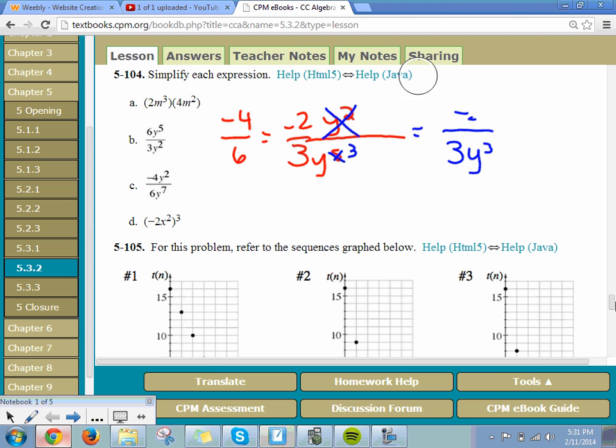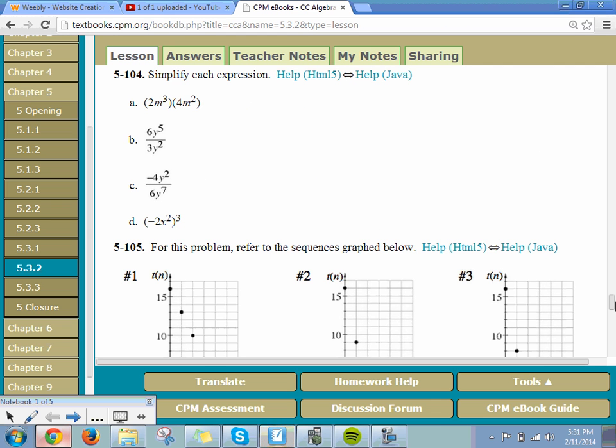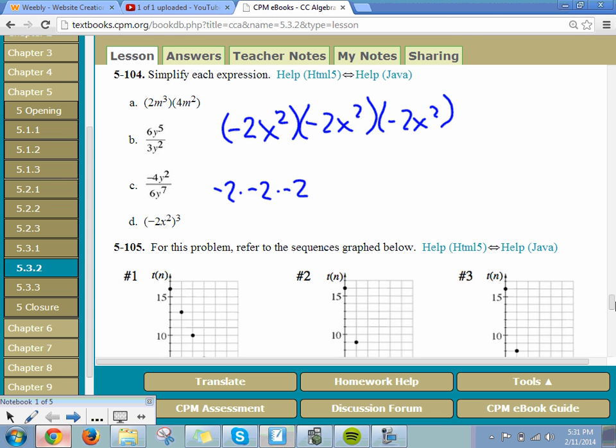cubed. And then in D, we have that whole quantity cubed. Some people were really good at spotting that this is really just 2x squared times -2x squared times -2x squared. What you then have is -2 times -2 times -2 times x squared times x squared times x squared. This is going to give us a -8x, and then we're going to add these together. So we've got 2, 4, 6 total x's. So our final answer for D is -8x to the 6th.